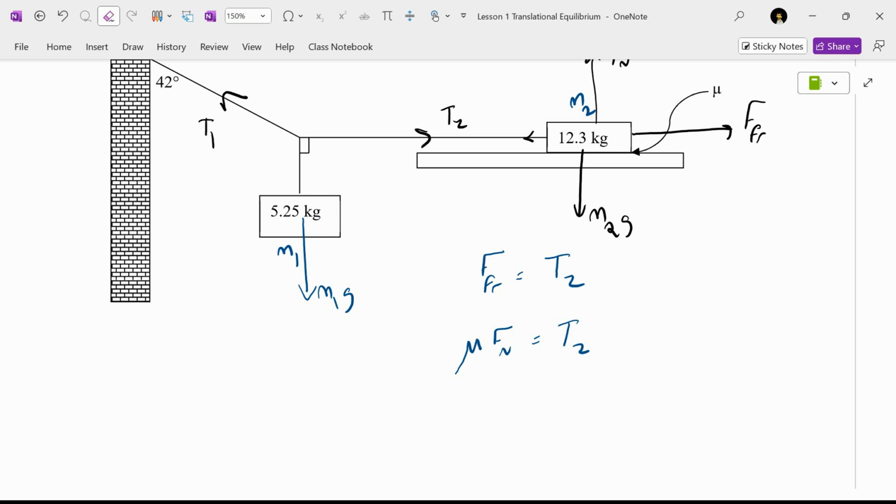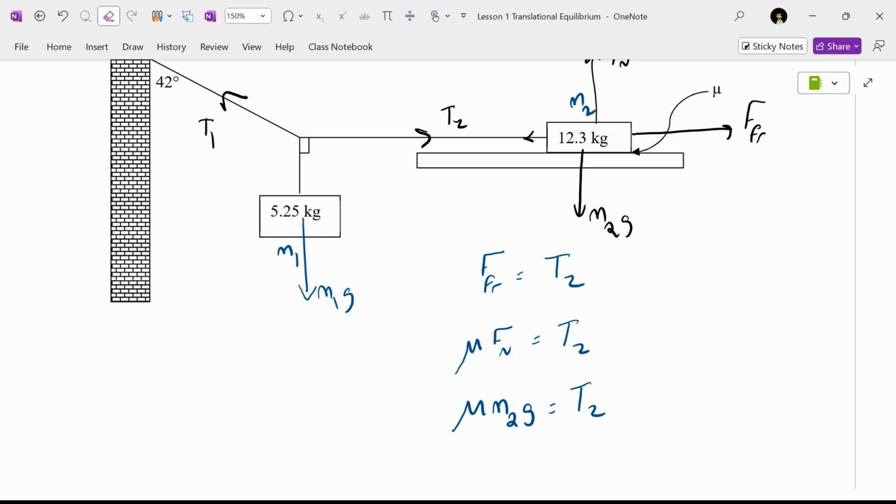Which m? So it's going to be mu m2g. Now I need to find an expression for tension 2, and then I'll divide by m2g to get the mu by itself. I could divide by m2g now, but I want to leave tension 2 a little clean, so when I plug something in, it's a bit easier, I think.